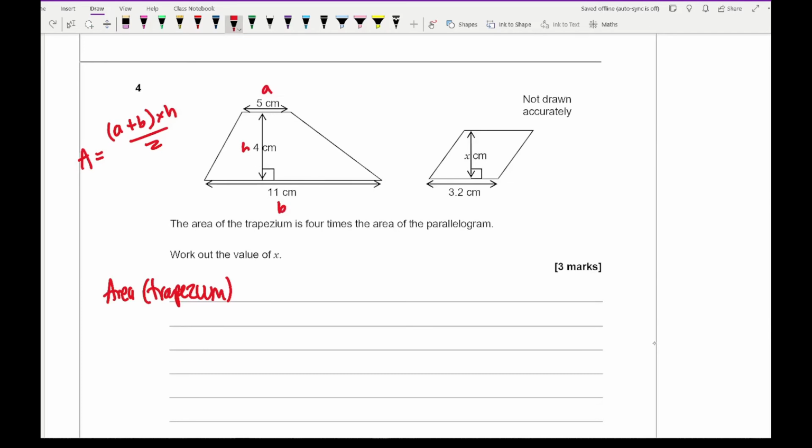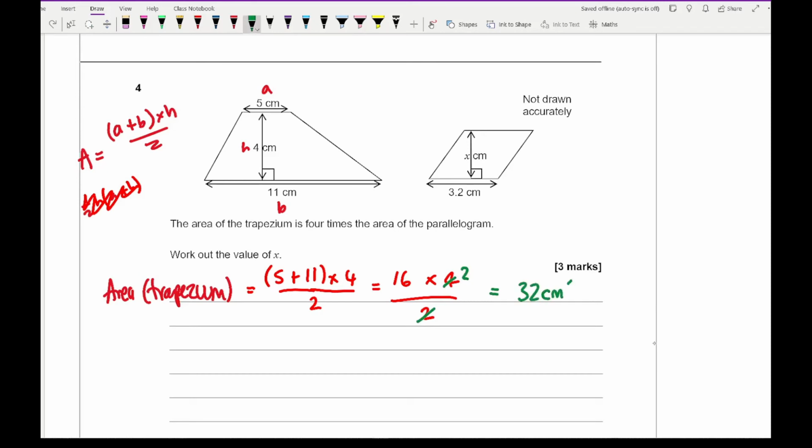Now, obviously, you could also use a half h multiplied by a plus b. That's entirely up to you, but I tend to prefer going for this formula here. So here, substituting numbers in, we get 5 plus 11 multiplied by 4, all divided by 2. Now, 5 plus 11 is 16, times by 4 divided by 2, and if we then work that out, I can cancel the 4 and the 2 down, so that becomes 16 times 2, which is 32 centimeters squared.